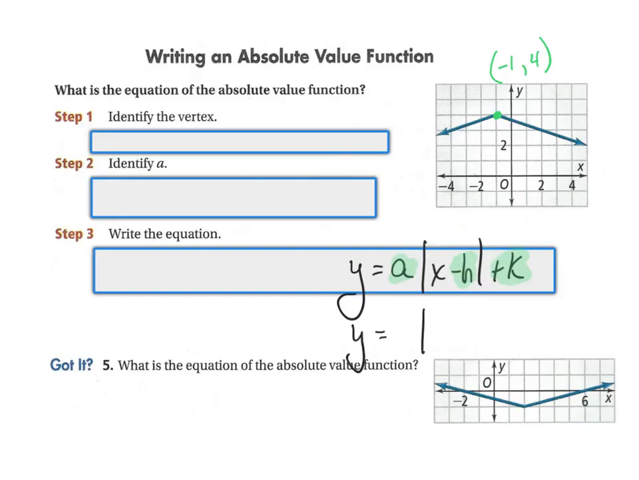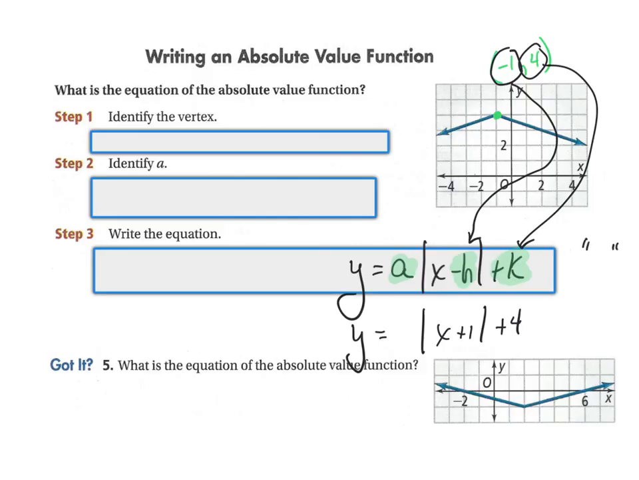The x value of the vertex is going to go in the absolute value. This guy right here is going to go in here. And remember, it's in parentheses, so I have to change its sign. The k, the y value, goes on the outside. I don't have to change its sign, so it's +4. And now all I have to do is worry about that a. Remember, the a is, in air quotes, the slope. So if I can figure out the slope of this line, I can put it in for a. So I'm going to go from this point right here, the vertex, which is on a corner, to this point, which is on a corner, and I get 1/3.